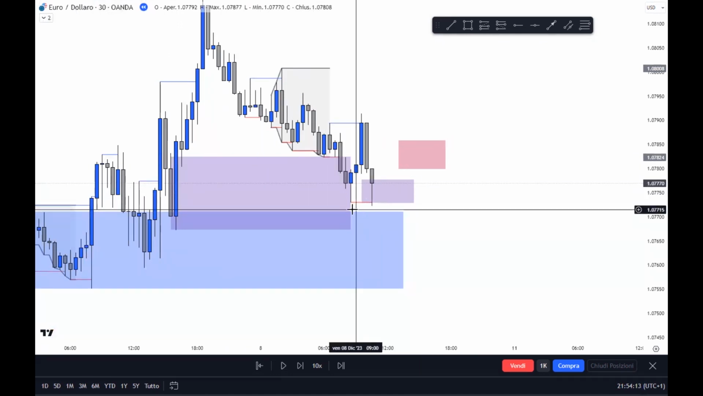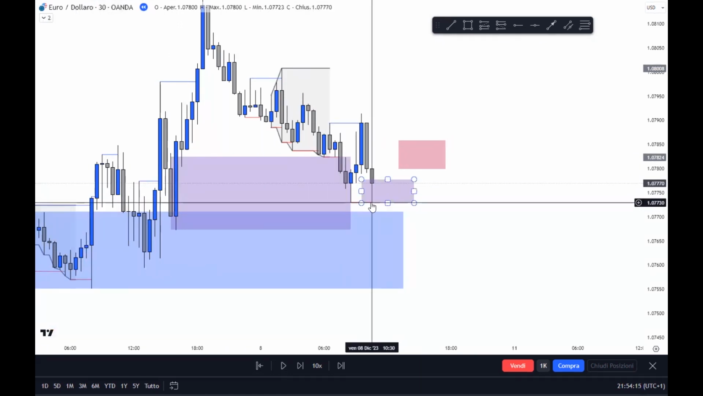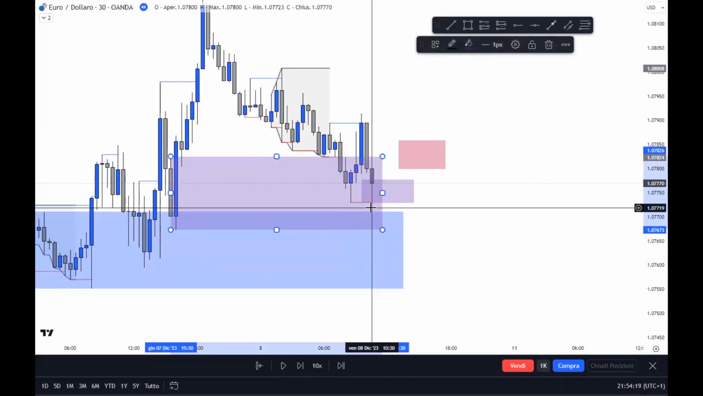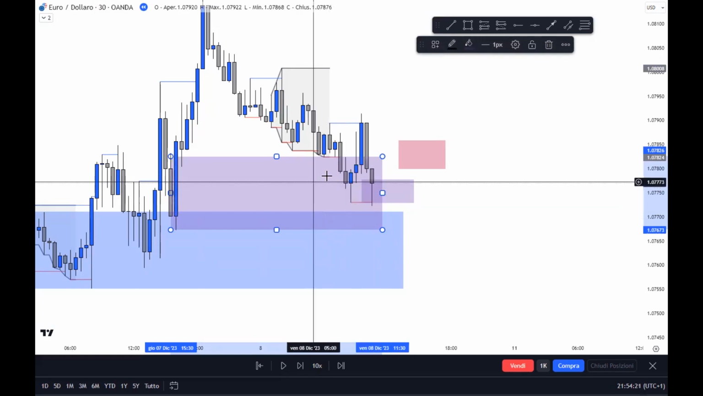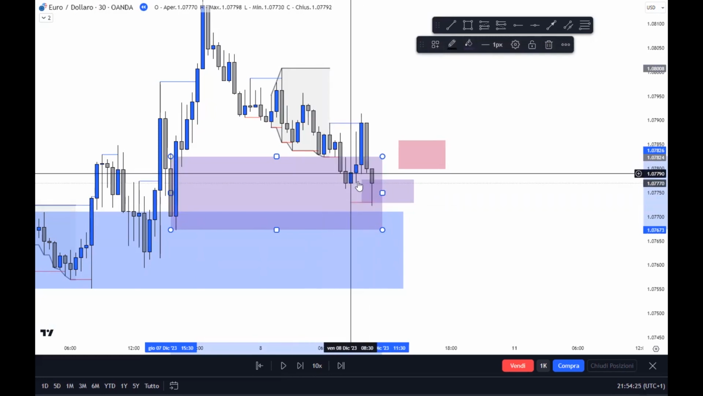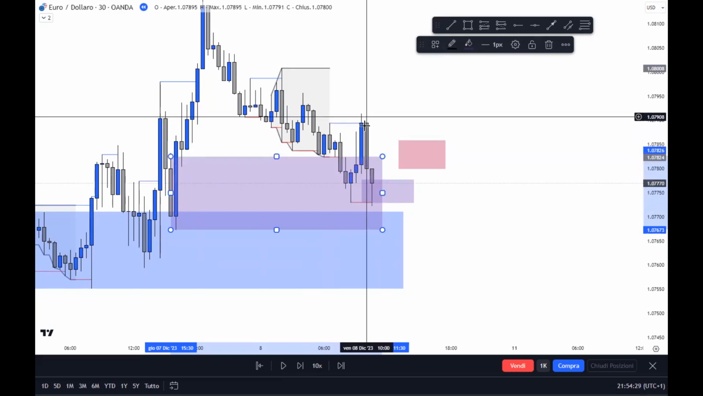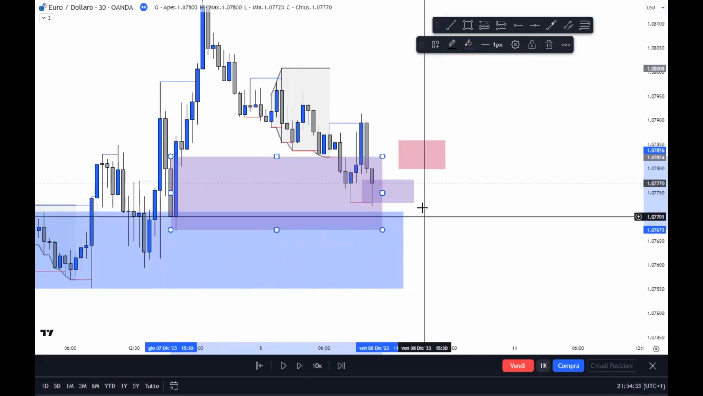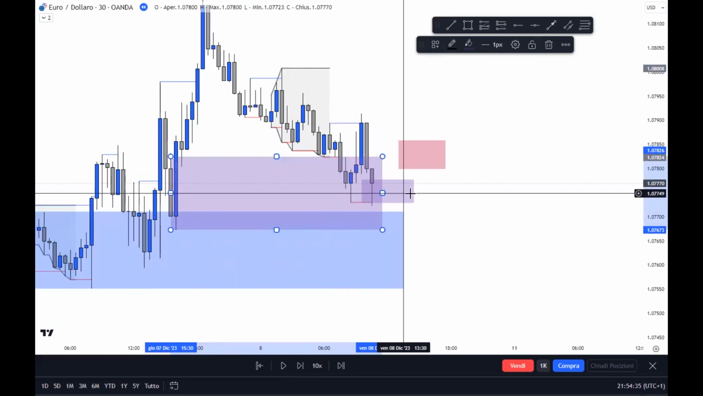That's why, even though I have the breakout structure down here, I still jump into the trade. In this case, I drew my other OB that was kind of inside, but this big range here was still valid. So that's why I jump again into the trade.